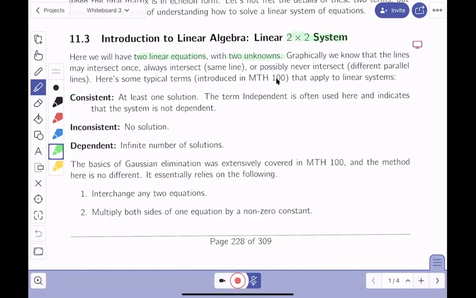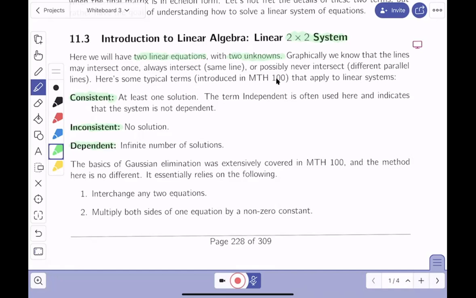So let's point out what the words are going to be. Consistent means you have at least one solution. With two lines, they would intersect at one spot. Inconsistent, now what does that mean? That means the lines never intersect. Again, we're talking about a two by two system. What does dependent mean? They're always intersecting. There's an infinite number of solutions in common, and for two lines in a plane, that means they're the same exact line.